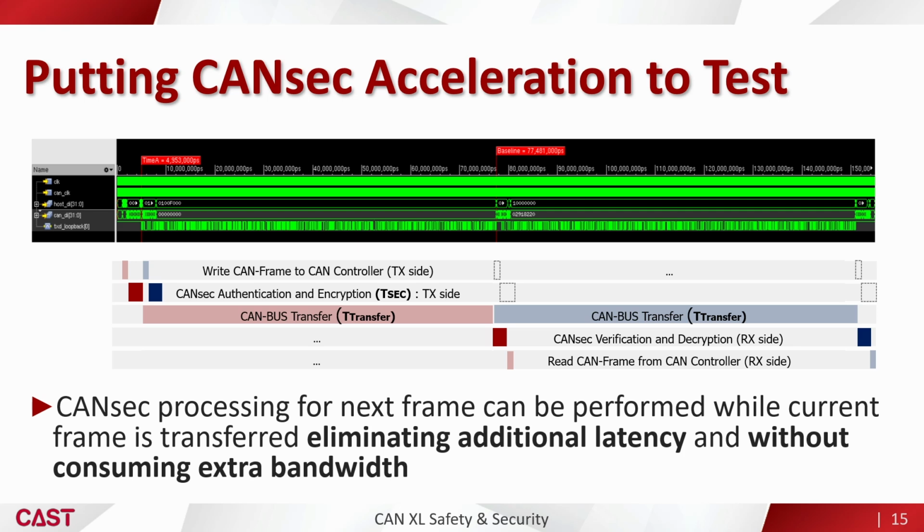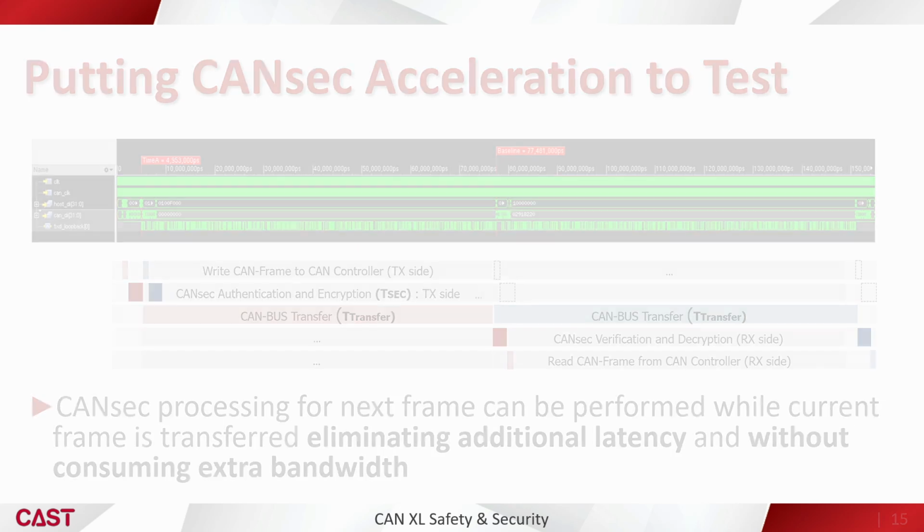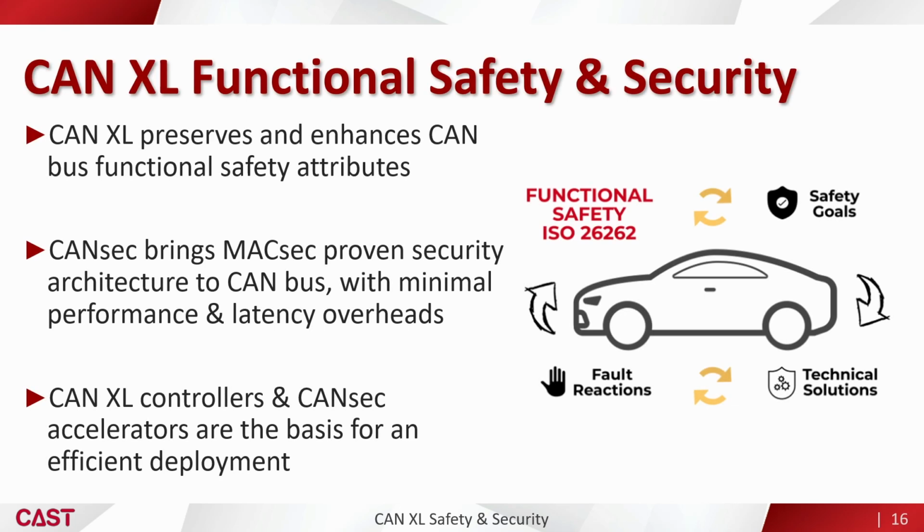With both safety and security covered, let us bring it all together. Three key takeaways from this presentation. First, CAN XL preserves and enhances the functional safety attributes that have made the CAN bus the backbone of automotive networking for over 3 decades. The protocol-level protections have been carefully extended to handle longer payloads and faster data rates without compromising safety assurance. Second, CANsec brings the proven MACsec security architecture to CAN XL, providing authentication and optional encryption with minimal performance and latency overhead, especially when paired with hardware acceleration.